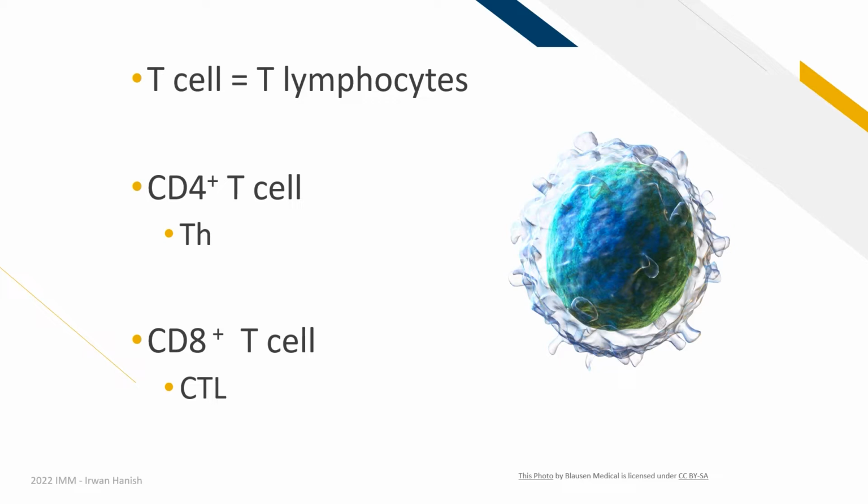So when you see T lymphocytes, you know that it's T cell. When you see CD4 positive T cells, it usually refers to the same thing as T helper cell. CD8 positive T cells means cytotoxic T lymphocytes or CTL. Now, it doesn't mean that T helper cells are the only ones that are CD4 positive or CTLs are the only ones that have CD8. No, there are cells that actually have both of them at the same time. So these are just how the CDs are most commonly used.